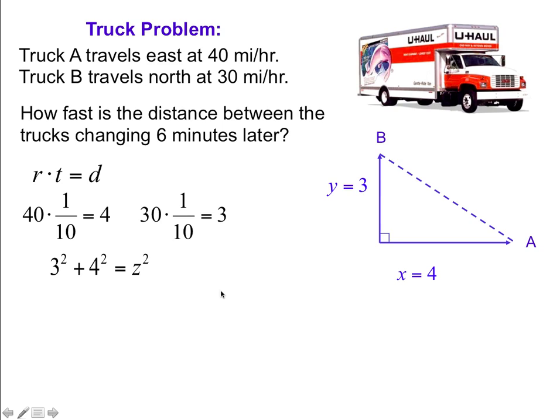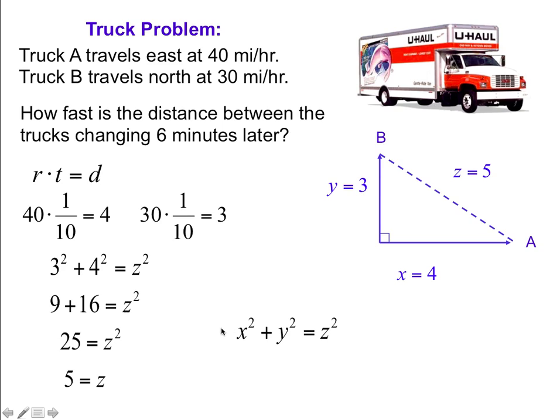So we're going to go ahead and find out what that hypotenuse is at exactly 6 minutes. So you might notice this is a 3, 4, 5 triangle. So that hypotenuse should be 5 miles. Now let's go ahead and look at our rates.